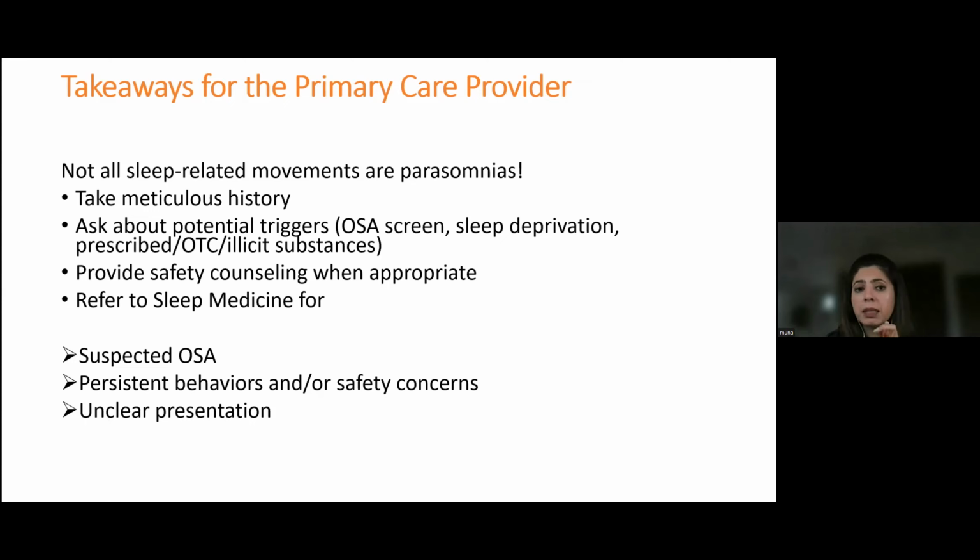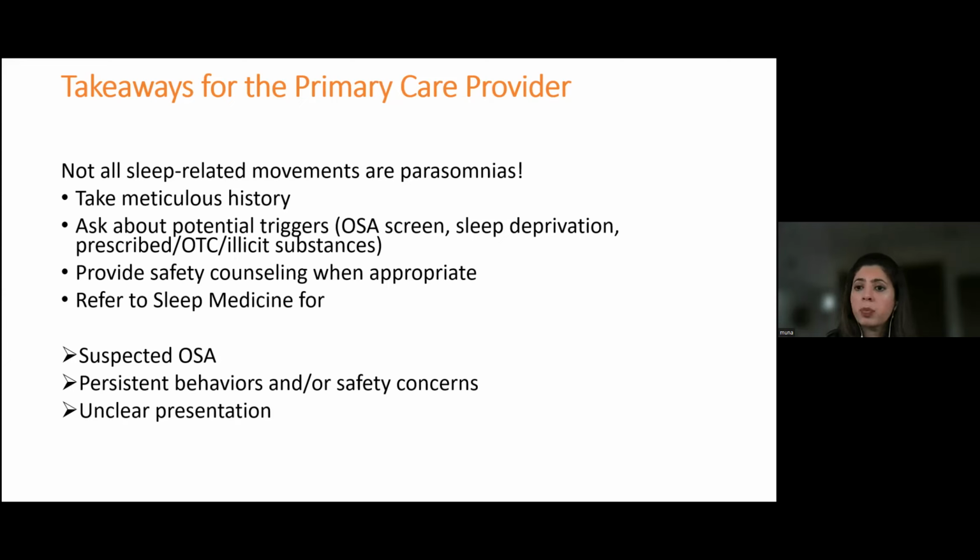Refer to sleep medicine for other suspected sleep disorders, for persistent behaviors, for safety concerns. Even if you've addressed it, for example, if you've identified a Z drug as an incriminating factor, you can obviously advise the patient to reduce it in conjunction with the prescribing person's input, and then reassess. If the behavior is still persistent, definitely consult sleep if the presentation is unclear.